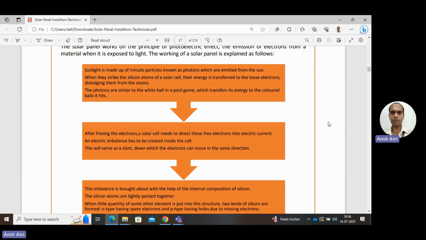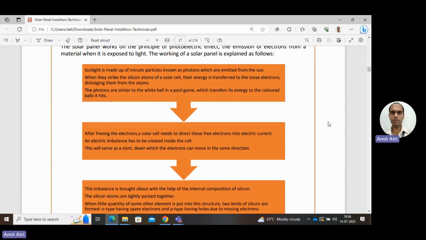These photons are similar to the white ball in a pool game. In a pool game, white balls are there, colored balls are there. We hit the white ball, then the white ball goes and hits the other balls. So the photons are similar to that white ball. They transfer their energy to the colored balls when they hit them.